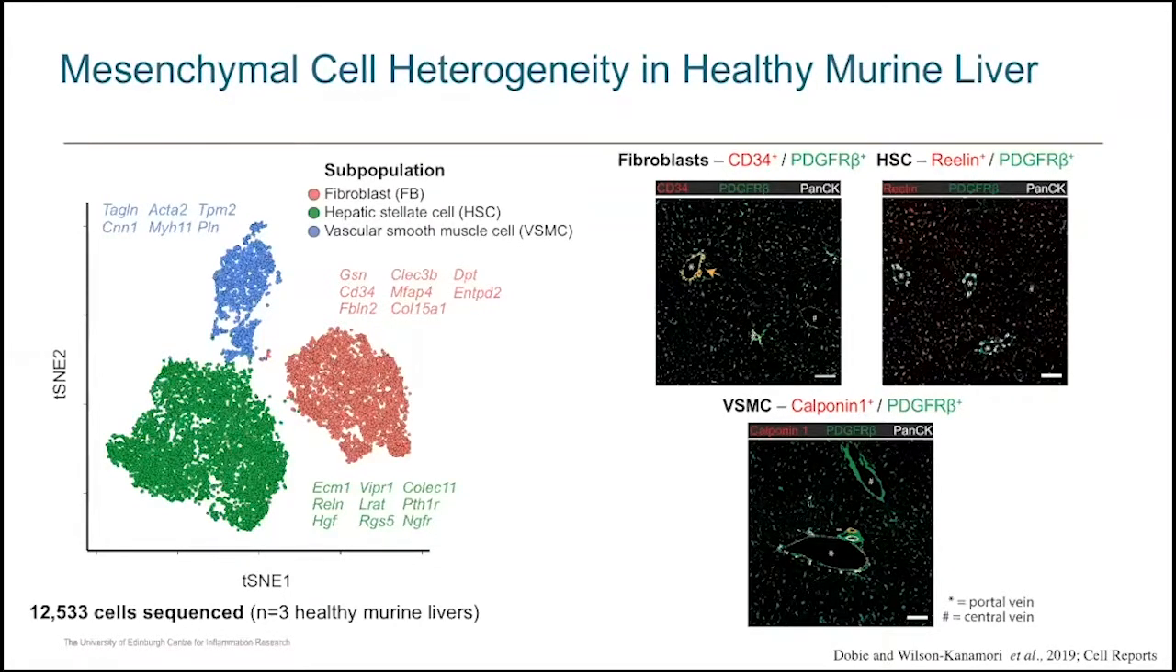and indeed immunofluorescent staining of selected markers, along with the pan-mesenchymal cell marker PDGFR beta, confirmed 3 topographically distinct populations. CD34, a marker for the orange cluster, labelled fibroblasts, which reside in the portal niche as shown by the yellow arrow in the top left image. Reelin, a marker for the green cluster, beautifully labelled the hepatic stellate cells throughout the parenchyma, while calponin-1, a marker for the blue cluster, labelled vascular smooth muscle cells surrounding the hepatic artery and portal vein.